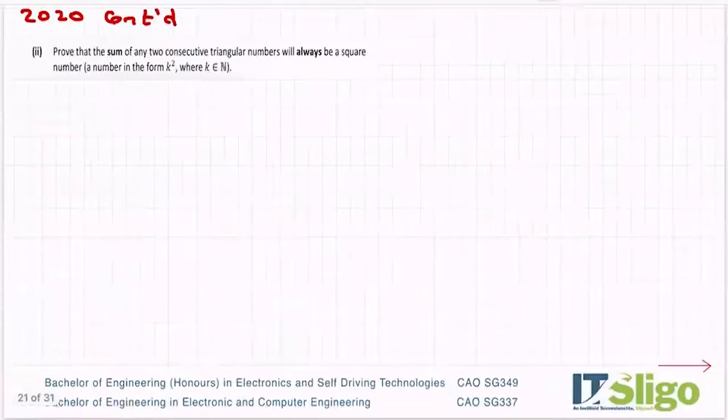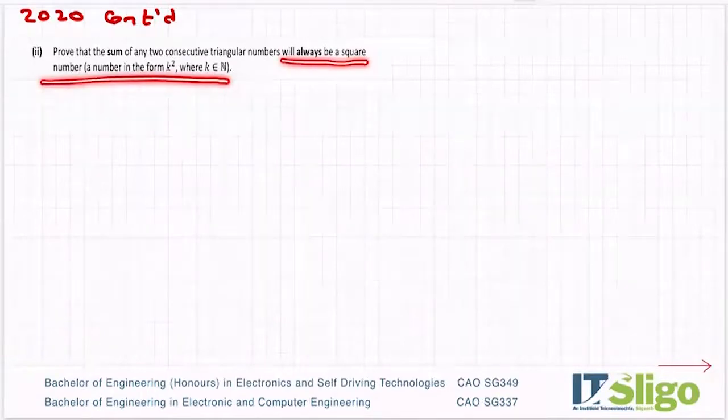Part 2 then said, prove that the sum of any 2 consecutive, and consecutive means one after the other, triangular numbers will always be a square number. Or in other words, a number in the form k squared, okay? Now, these type of questions take a bit of getting used to, because when you read this, will always be a square number, I would expect for the majority of people that will make no sense at all and will quite scare you into not starting the question in the first place because you don't know what it means.